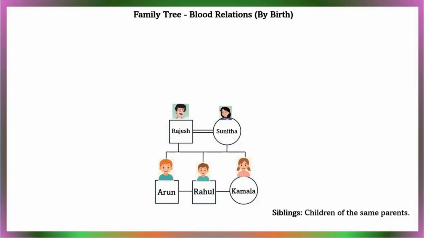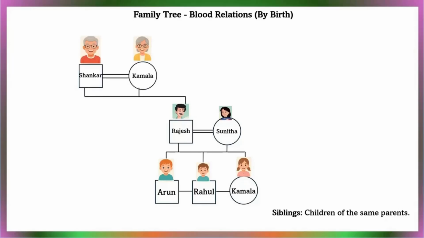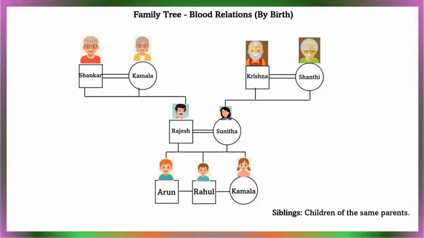Now, Rajesh also has parents. Let's say his father is Shankar and his mother is Kamala. Similarly, Sunita has her parents. Let's call them Krishna and Shanti. We can group them into generations. Shankar, Kamala, Krishna and Shanti belong to generation 1. Rajesh and Sunita belong to generation 2. And Rahul, Arun and Kamala belong to generation 3.